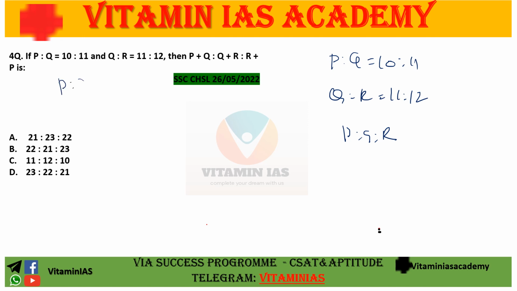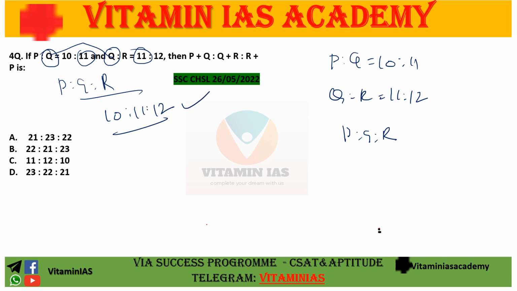P is to Q is to R will be 10 is to 11 is to 12. As I told you, here Q and Q are the same, with the value 11. That's why simply we can write 10 is to 11 is to 12.